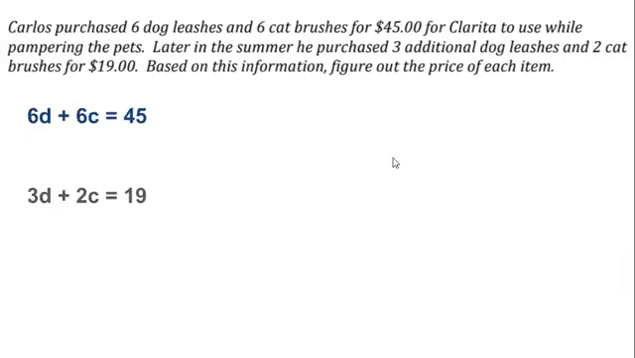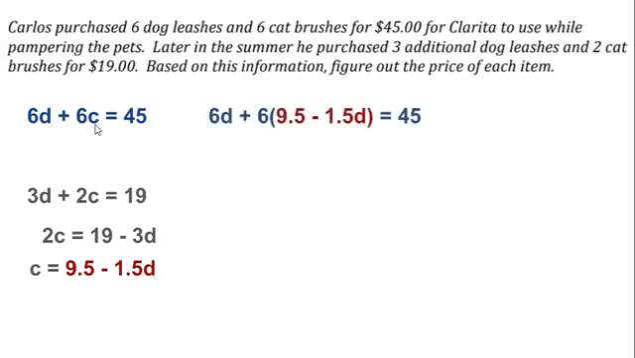Now let's look at the substitution method. For substitution, you want to isolate one of the variables in one of the equations and then substitute it into the other equation. So I'm going to choose this 3D plus 2C equals 19 and solve it for C. I'll start by subtracting 3D on both sides of the equation, then dividing both sides of the equation by 2. Now I'll take this 9.5 minus 1.5D and substitute it into C in my other equation.